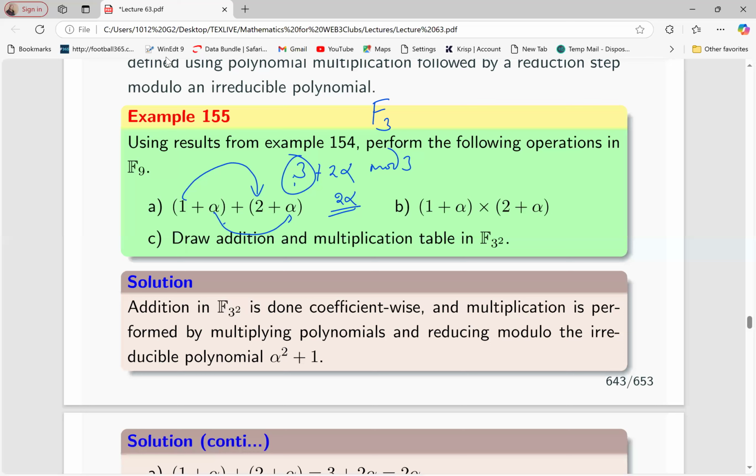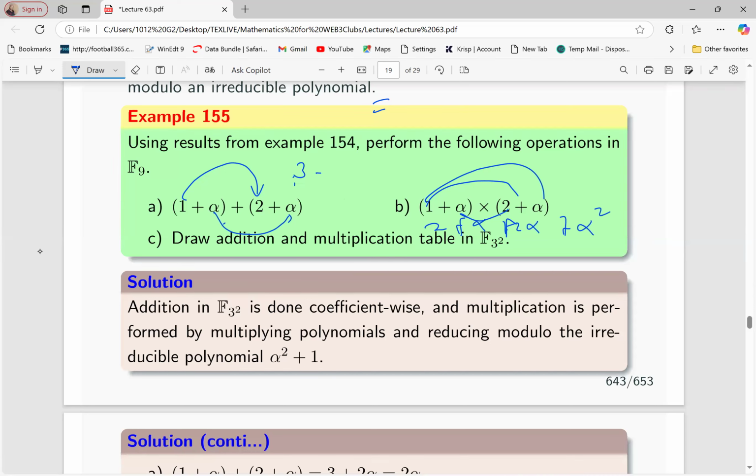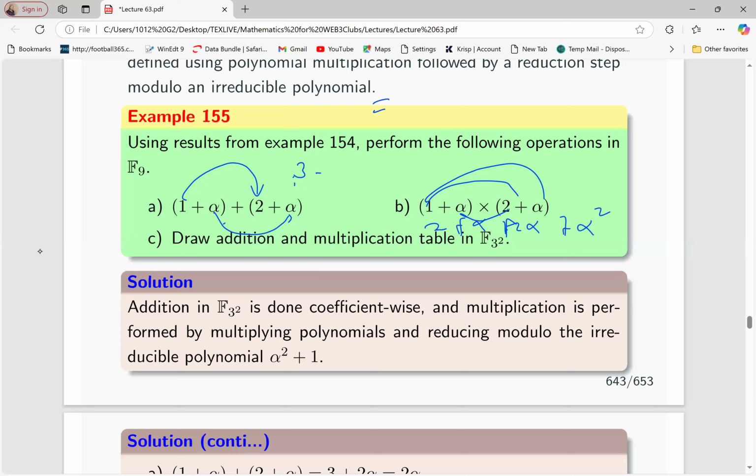Now, let's multiply. We have known the polynomial we're working with. I want to multiply these two. When you multiply these two, what do you get? This gives you 2, and this gives you alpha. This gives you 2 alpha, and this one gives you alpha square. So let me just write what I have. I got 2, I got alpha, I got 2 alpha, then alpha square.